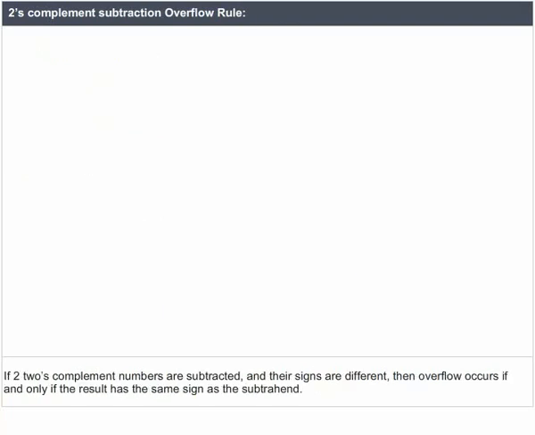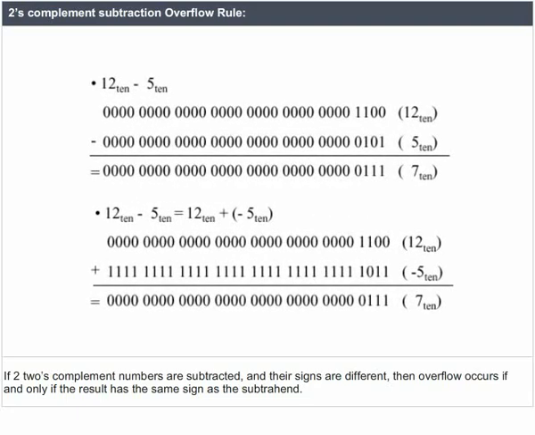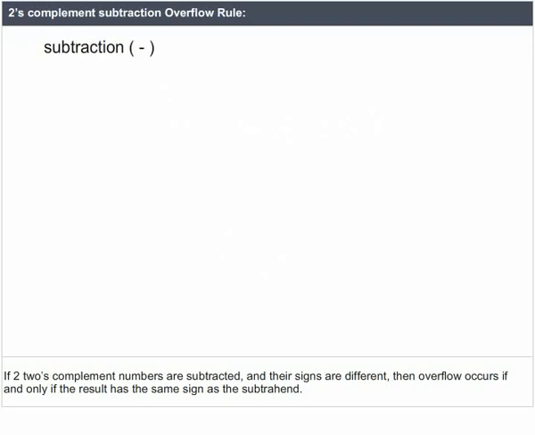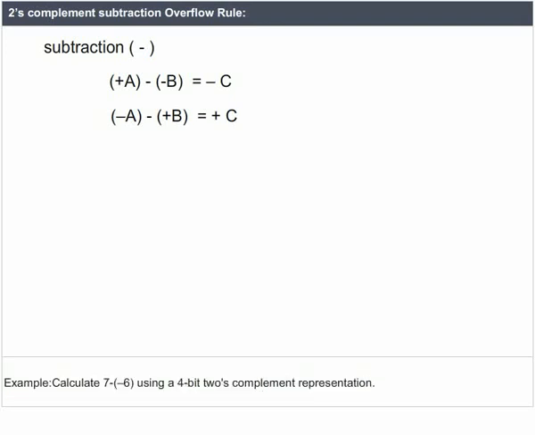2's complement subtraction overflow rule. If two 2's complement numbers are subtracted and their signs are different, then overflow occurs if and only if the result has the same sign as the subtrahend: plus A minus minus B equals minus C, or minus A minus plus B equals plus C. Example: calculate 7 minus minus 6 using a 4-bit 2's complement representation.